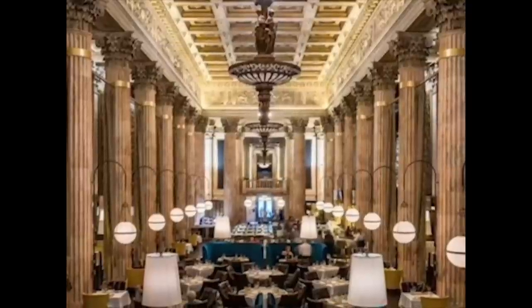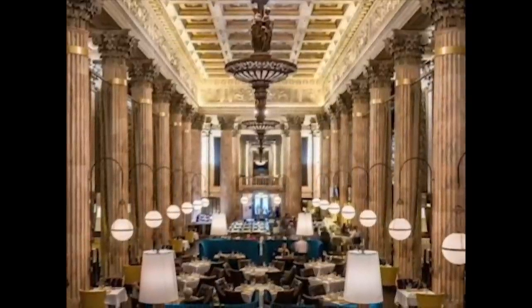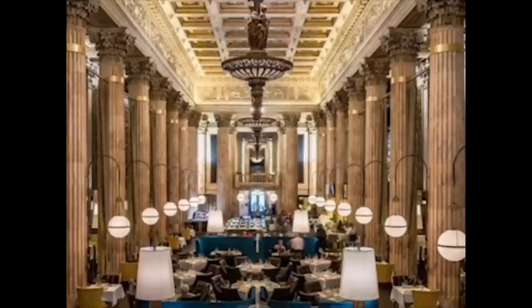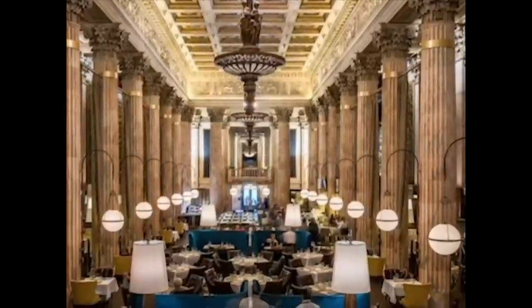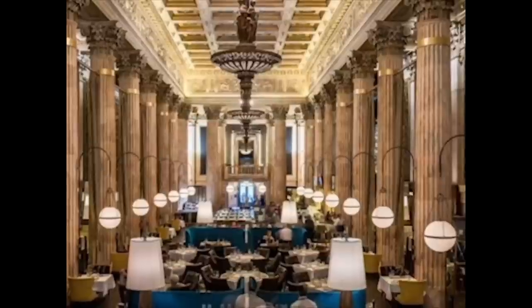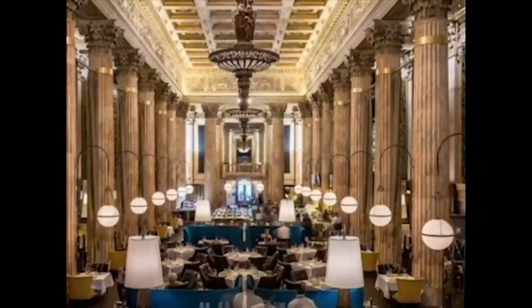Look at this. Now, this is a place I would love to sit down and have dinner in. Well, I would love to sit down and have all three meals in this room. Look at these beautiful columns and the beautiful ceiling, and look at that lighting. This is just otherworldly.